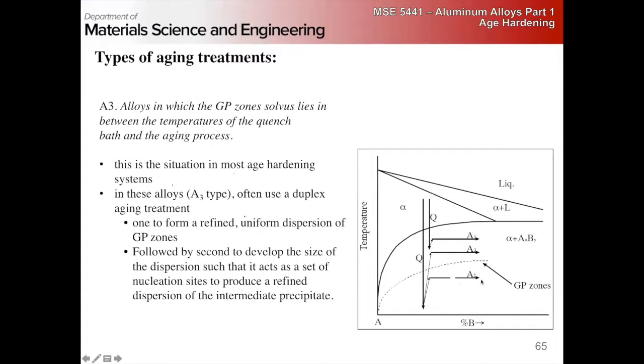Right, but at this low aging temperature, it becomes harder to nucleate our second phase, our intermediate phases. So often we have a duplex treatment. Quench and age at one temperature to nucleate GP zones, and then raise up to a higher temperature to nucleate heterogeneously on the GP zones as the GP zones dissolve. Right? So by doing a duplex kind of treatment, we can get a very refined dispersion of the intermediate precipitate, right?